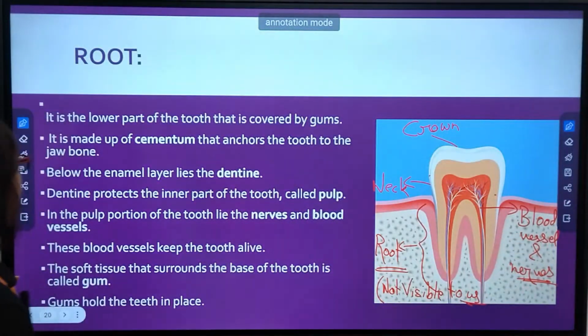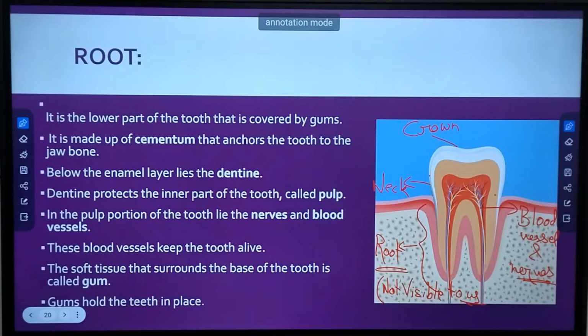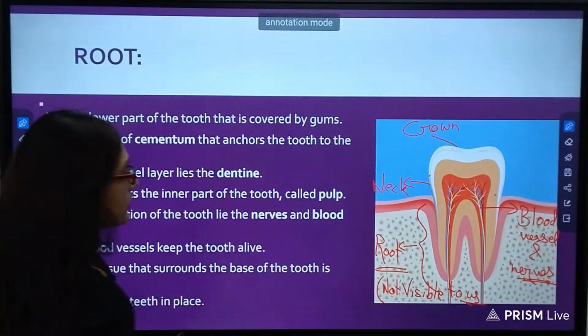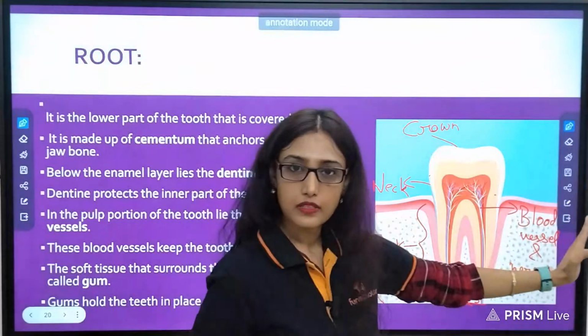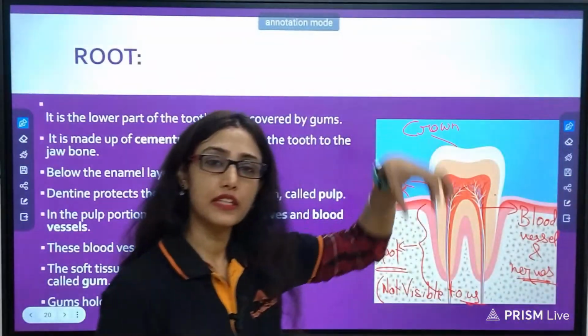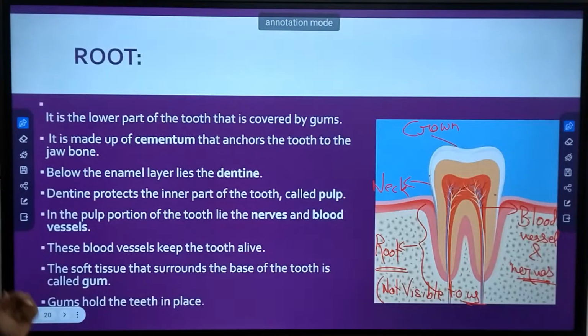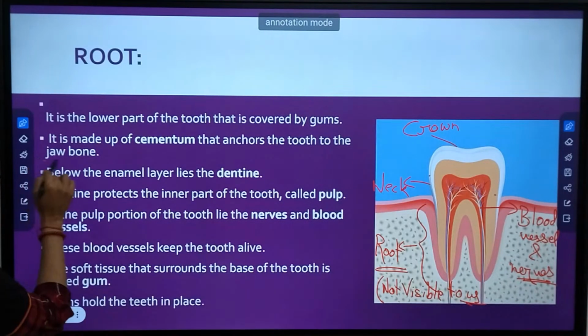Okay, now let's read. Root is what? The lower part of the tooth. Obviously, it is the lower part of the tooth, and it is covered by the gums, right? Because it is embedded within the gums. Okay, it is made up of cementum that anchors the tooth to the jawbone.